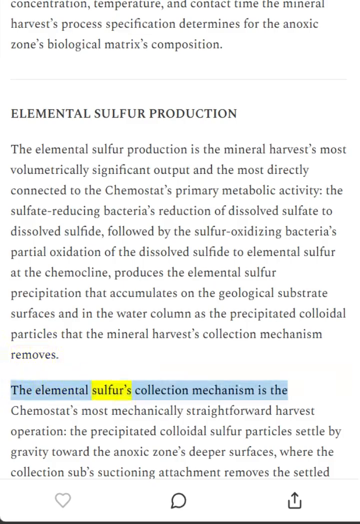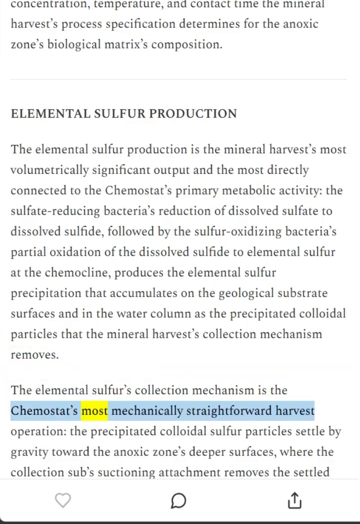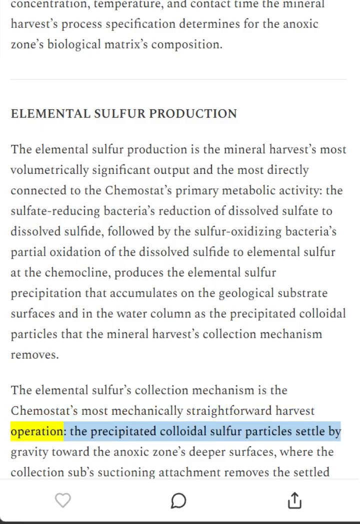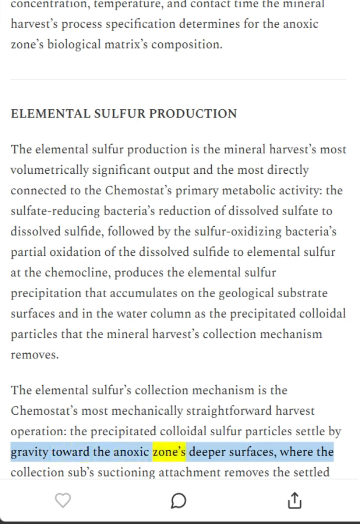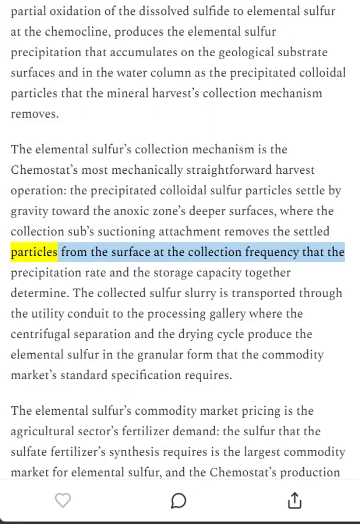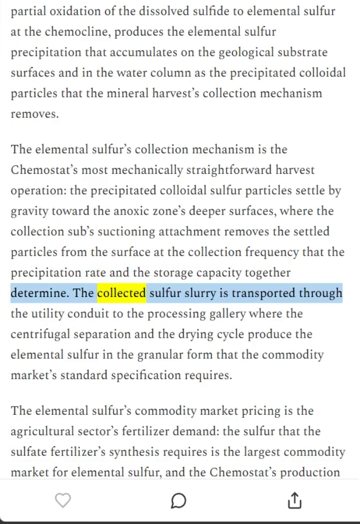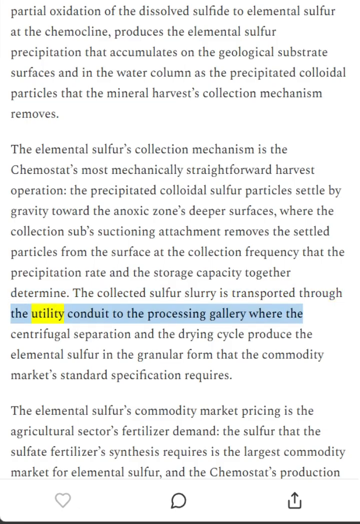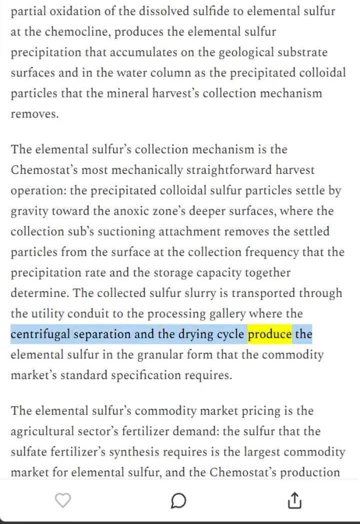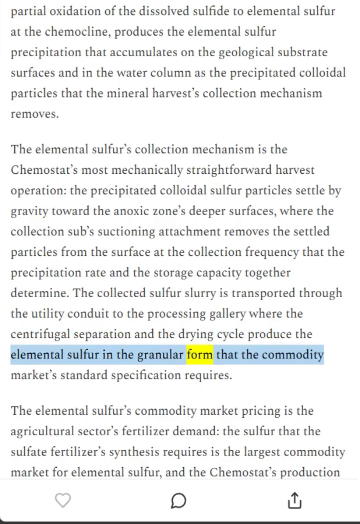The elemental sulfur's collection mechanism is the chemostat's most mechanically straightforward harvest operation. The precipitated colloidal sulfur particles settle by gravity toward the anoxic zone's deeper surfaces, where the collection sub's suctioning attachment removes the settled particles from the surface at the collection frequency that the precipitation rate and the storage capacity together determine. The collected sulfur slurry is transported through the utility conduit to the processing gallery, where the centrifugal separation and the drying cycle produce the elemental sulfur in the granular form that the commodity market's standard specification requires.